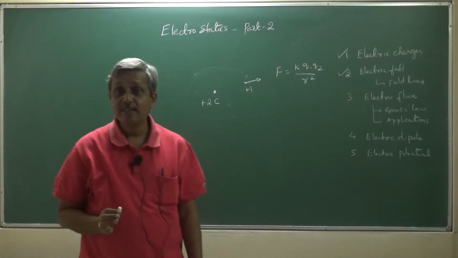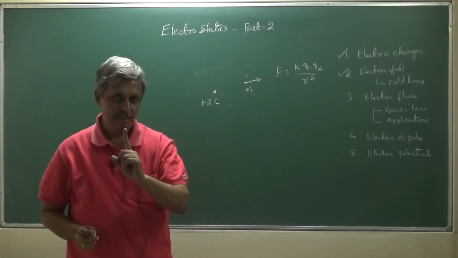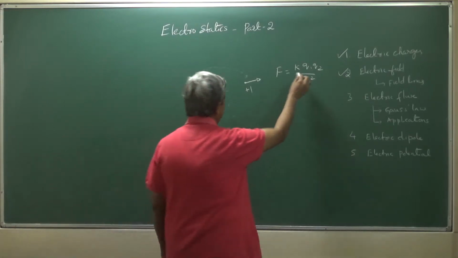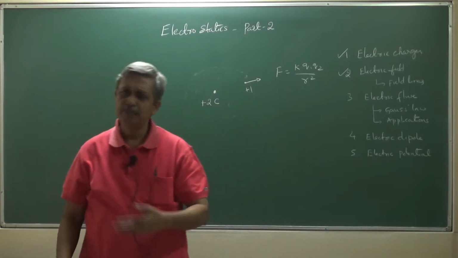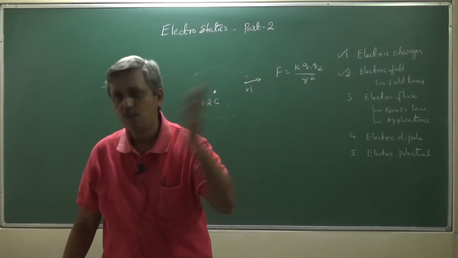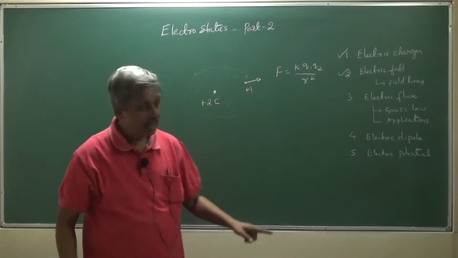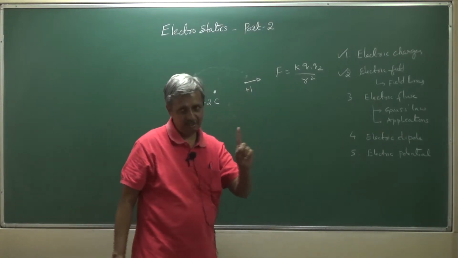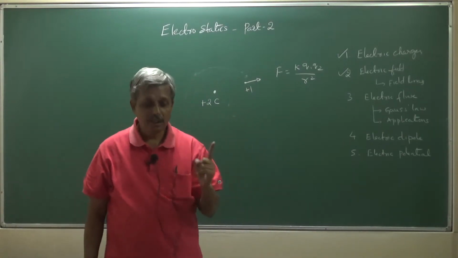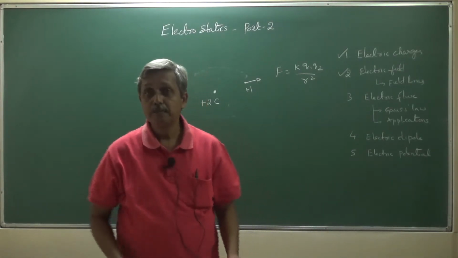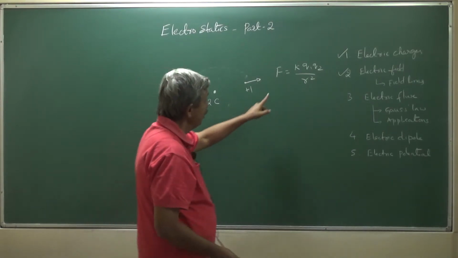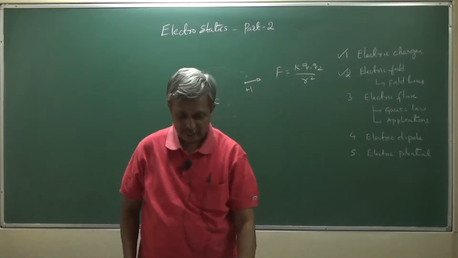Now, what I said was you have to keep one unit. Q1 can be anything: we can put 2 coulomb, 3 coulomb, 10 coulomb, 10 to the power minus 6 coulomb, whatever you want. But here, you have to always put 1. If you put 1, then you will be able to calculate what the force is.